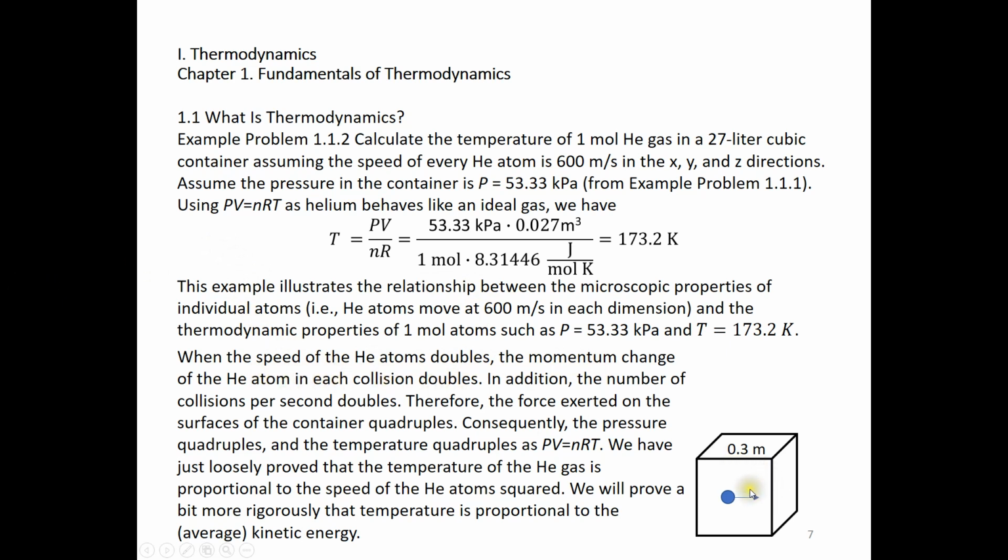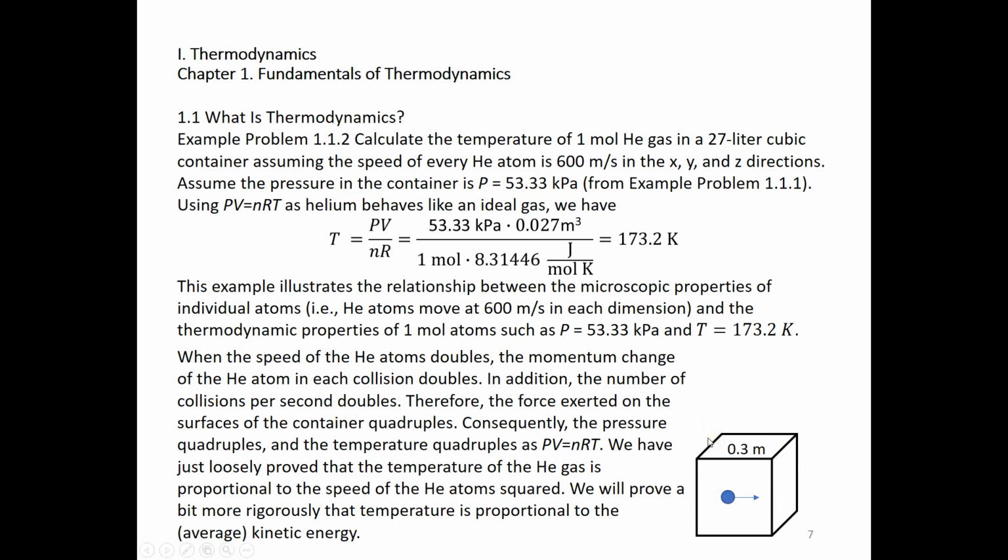So before, it's going from 600 to negative 600. Now it's changing from 1200 to negative 1200. Therefore, the momentum change of each collision doubles. In addition, the number of collisions per second doubles. It's just because this particle moves faster, twice the speed. That means it takes now only 0.5 millisecond to complete an entire cycle of collision. Within 1 second, there will be 2,000 collisions.